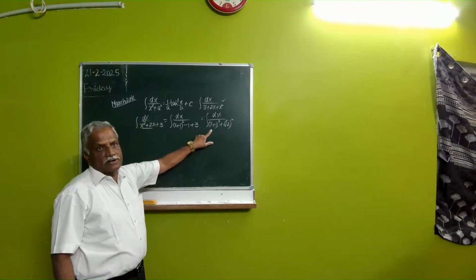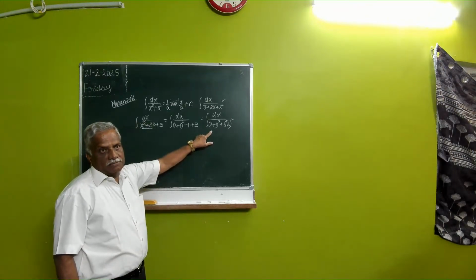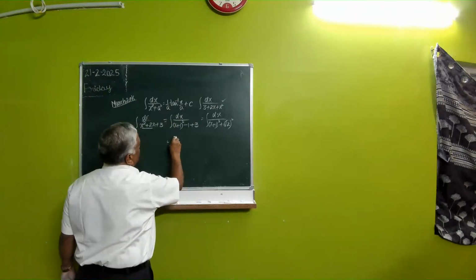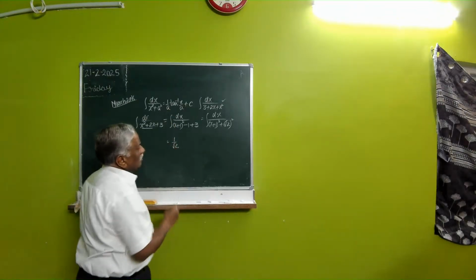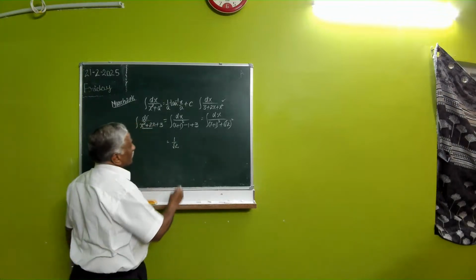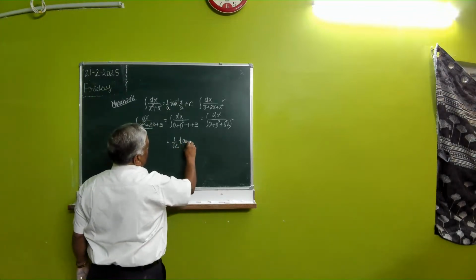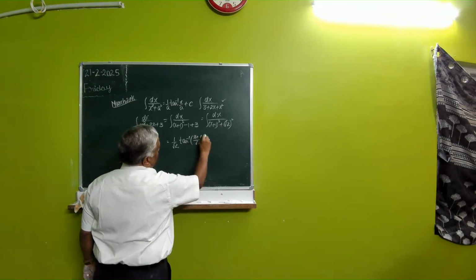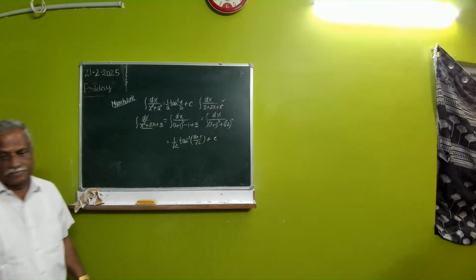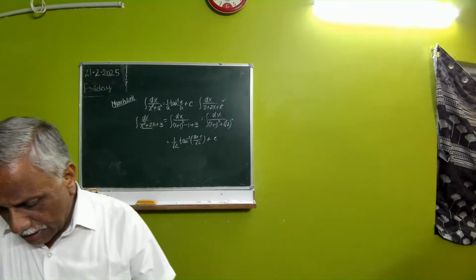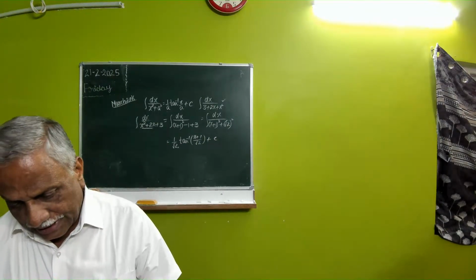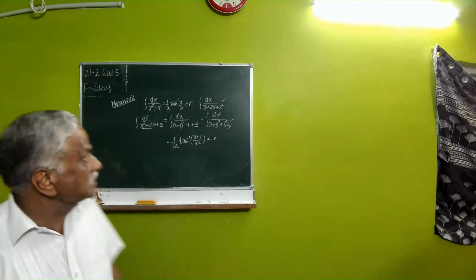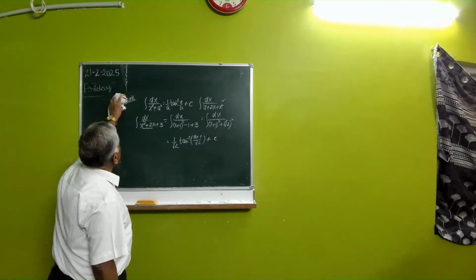Here also, it is not in standard form, you have to differentiate this, but you get 1 only, there is no change. So 1 by a is 1 by root 2, because a square is 2. Tan inverse, what is x? x is x plus 1 divided by a. With this, we shall move on to the next problem. That is July 2016.